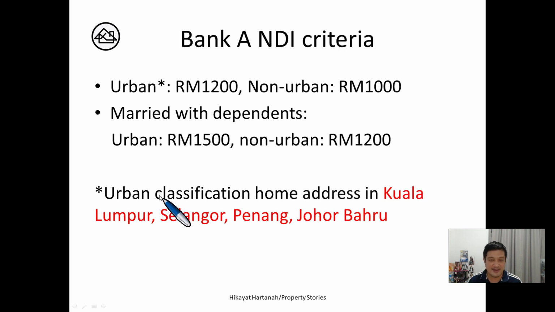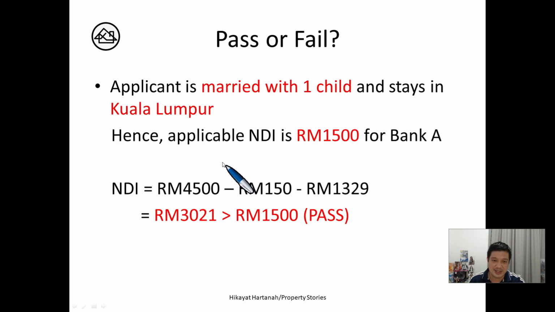This bank, Bank A, classifies urban as having a home address in Kuala Lumpur, Selangor, Penang and Johor Bahru. So if it's out of these 4 places, then you're considered non-urban, okay? Single applicant is 1,000. Now let's see where this applicant is hypothetically residing.